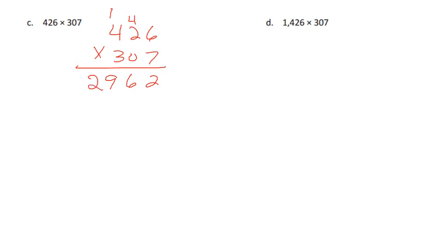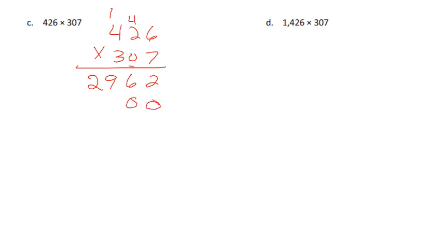Okay, now we're doing 426 times 307. 7 times 6 is 42. 7 times 2 is 14, and 4 would be 16. 7 times 4 would be 28, and 1 would be 29. Now we're going to the 0, but in the tens there is no 10s, so we're going to go to the hundreds. And we're going to put two placeholders.